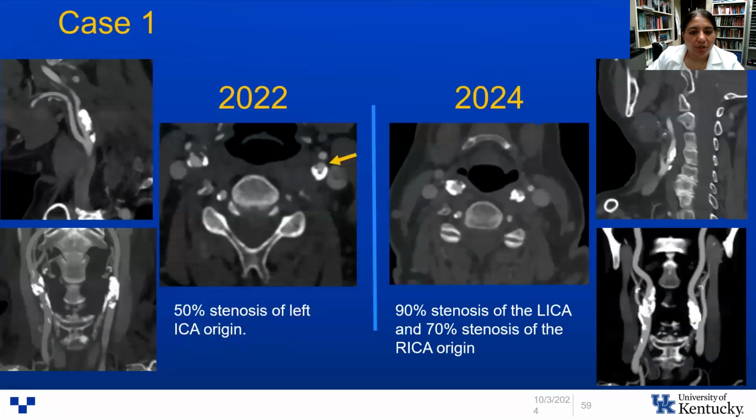And in 2022 imaging compared to 2024 imaging, there was significant progression of atherosclerotic disease. And here you can see at the bifurcation, the plaque is very heavily calcified. So this is progressive stenosis, even by measurements. And this is all predominantly calcified plaque.